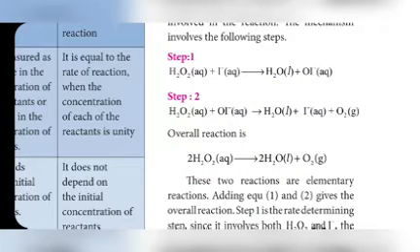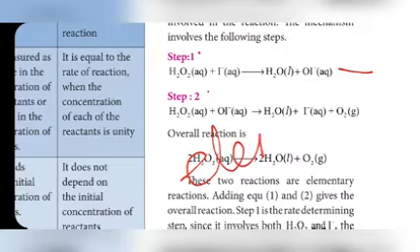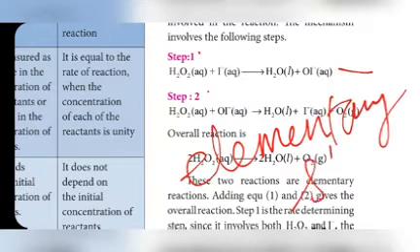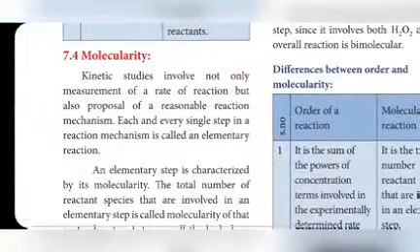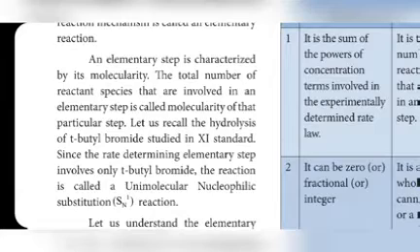Actually this is one reaction. This is the mechanism for that reaction. So this mechanism takes place in two steps. Each step is called an elementary step. So the definition is given here: each and every single step in a reaction mechanism is called an elementary step.